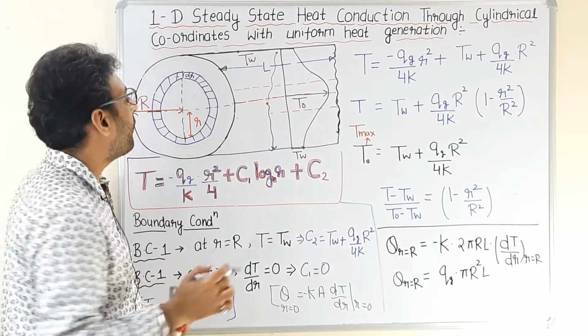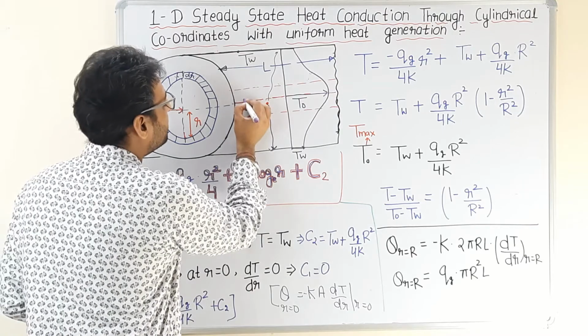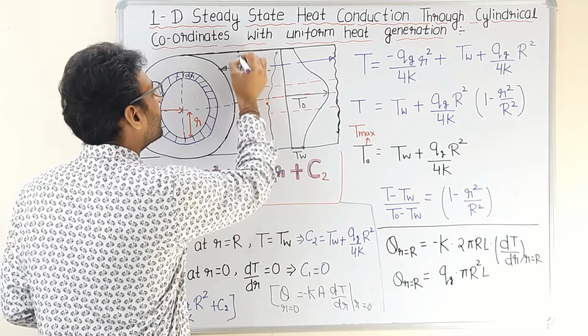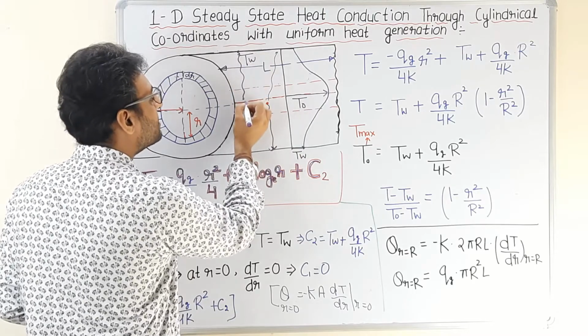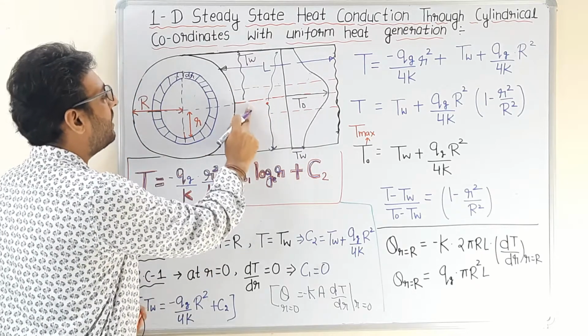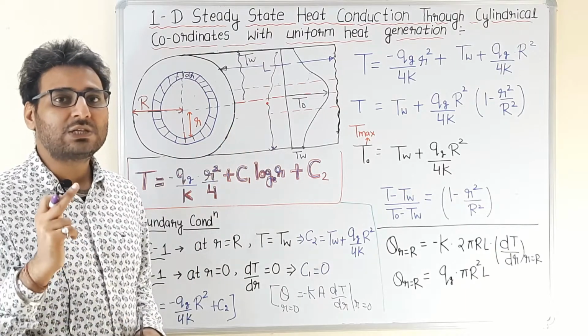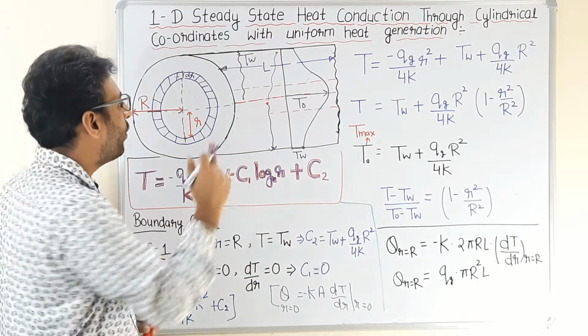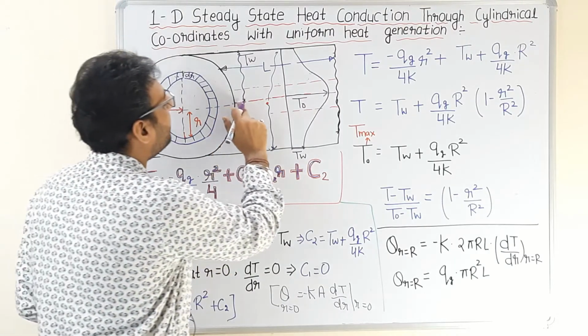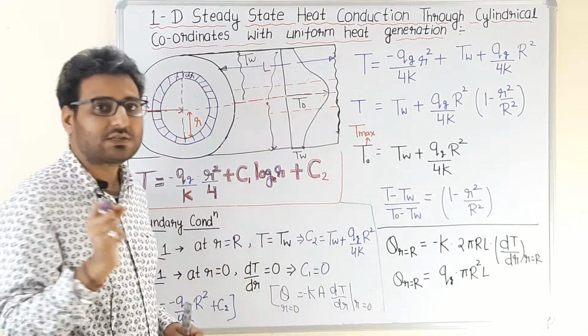Similarly, the heat which is generated here will flow to the nearest outer surface only. It cannot cross the center line. So the center line of the cylinder works as an insulated surface. No heat can cross this. So conduction at the center line of the cylinder is 0.